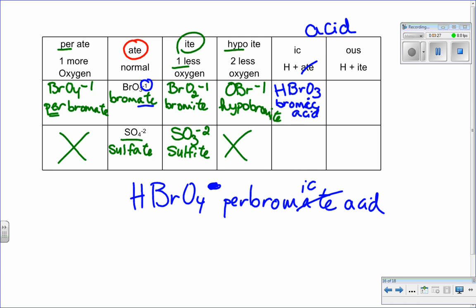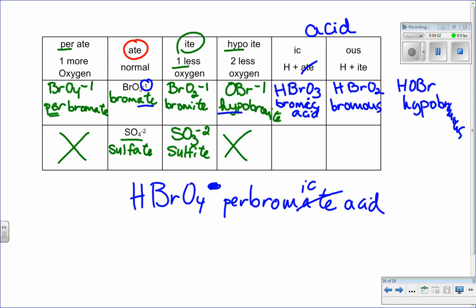So over here, for the ous's, if I have HBrO2 or HOBr, their names are just going to end... the ite becomes an ous, and so it just becomes bromous acid. And hypo, not hydro, but hypo, because the name of this is hypobromite, so now it becomes hypobromous. Sorry for my chicken scratch.